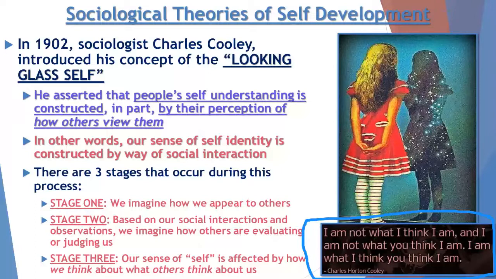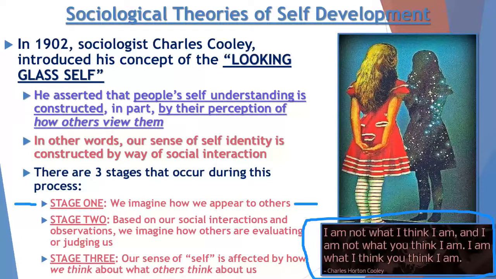So Charles Cooley, in his looking glass self theory, said there were three stages in our process of developing our sense of self. So stage 1, we imagine how we appear to other people. I'm going to use, let's say, an Instagram picture as an example here. So stage 1, we imagine how we appear to others. All right, so we take a selfie in our house by ourselves, and we think we look really good. Cool. I'm going to post it on Instagram.